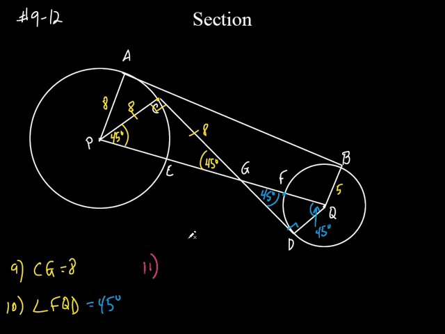Different numbers though, right? 11 is DG. Watch. DG. Look how easy this one is now. DG right here. Remember, this is 45, 45, 90, so that and this are equal to each other, correct? Well, that's also the radius of a circle. The radius of this circle is 5, so this has got to be 5.